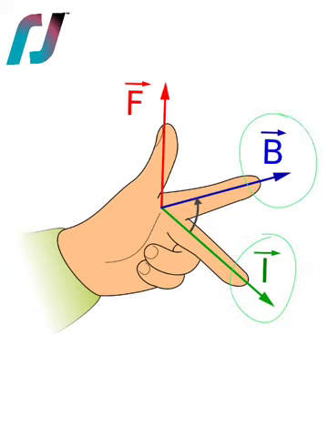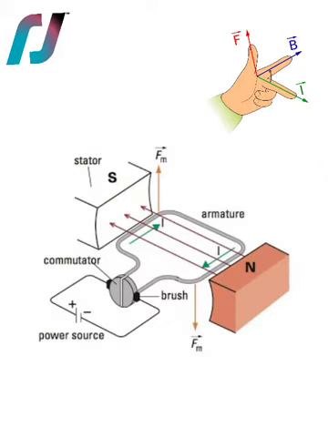So you can see the middle finger represents the direction of current, the index finger represents the direction of magnetic field, and the thumb represents the direction of force. So with the help of Fleming's left hand rule, we can identify the force acting on the conductor. Let's apply Fleming's left hand rule on this motor.